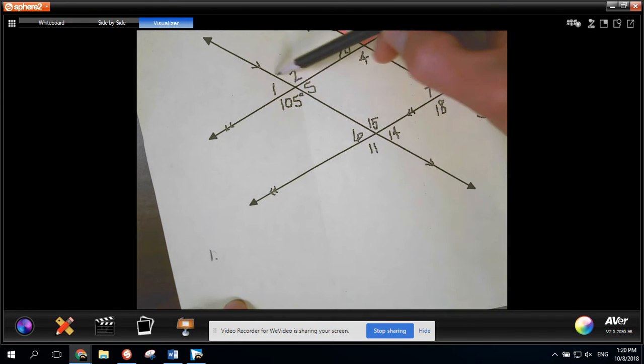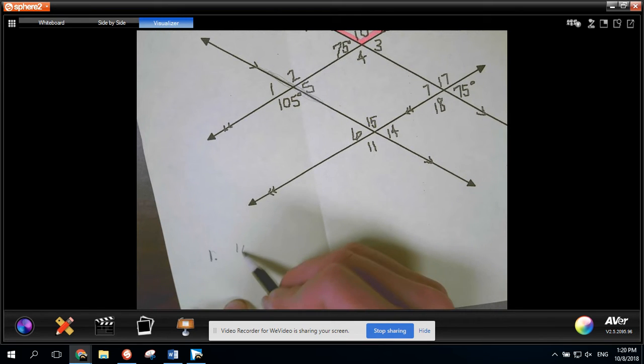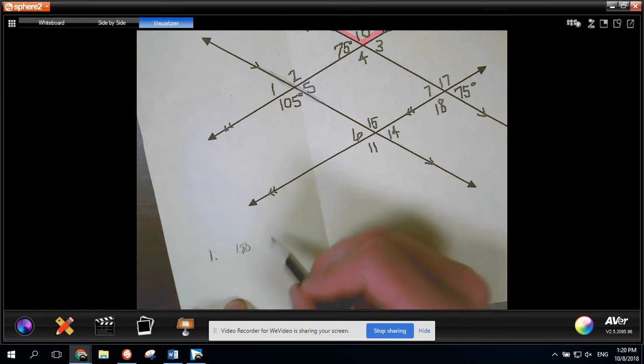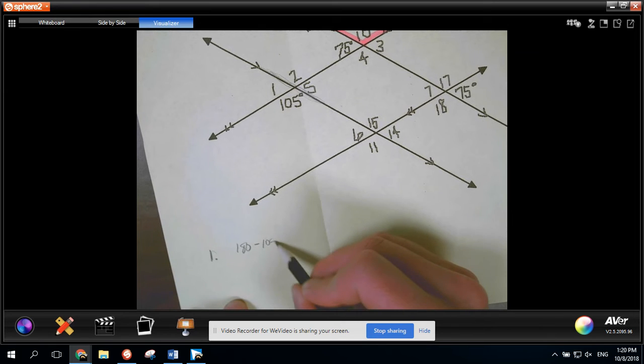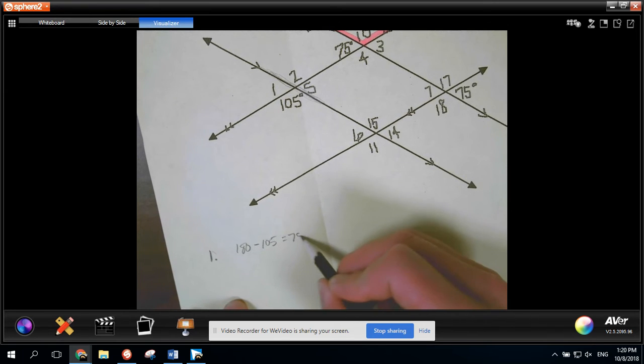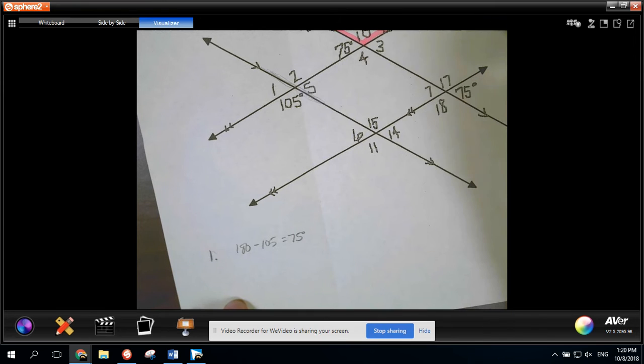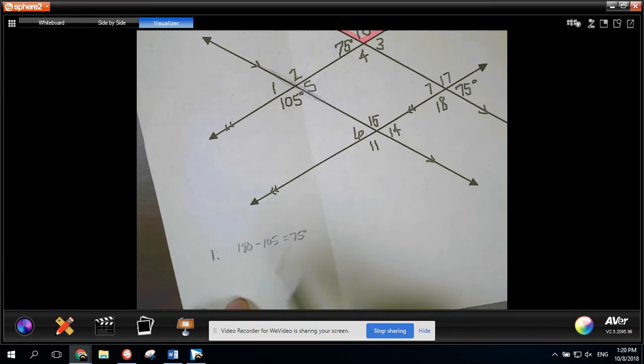So right here we see that angle 1 is on a straight line with this 105 degree angle. So because it's on a straight line, I start with my 180. I take away the 105 degrees, and I end up with 75 degrees for number 1. Okay, and again, this is all the work that you need to show for that.